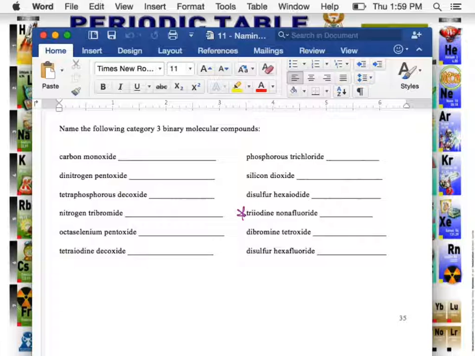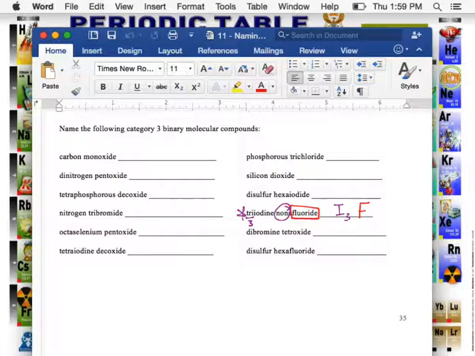Triiodine. I. The tri is 3, but where does the 3 go? It goes after as a subscript. Non-fluoride. What element is not fluoride? I said fluoride, just fluoride. Sorry, shouldn't have tried. Which would be F.